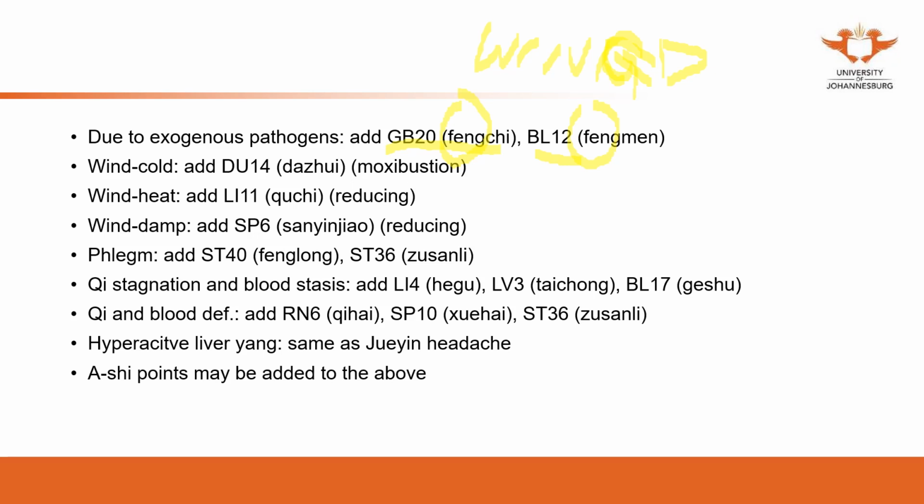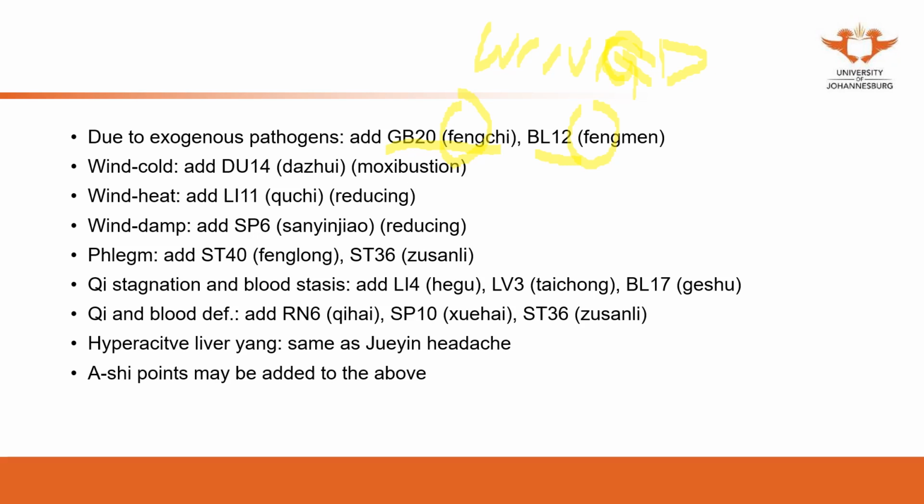We can use GV14. Due to wind cold, we can use moxibustion. Due to wind heat, we can use large intestine 11. We also can use GV14, but if we use GV14, it's a reducing technique, or even to prick to cause bleeding. Due to wind dampness, we can use GB20, Du 16 plus spleen 6 with reducing technique.